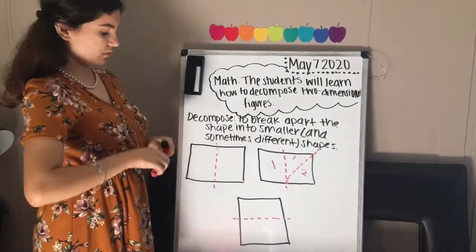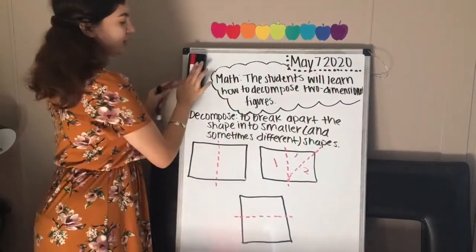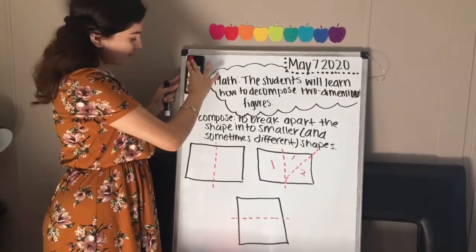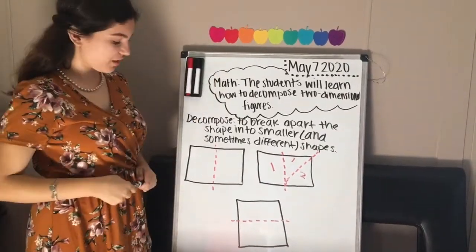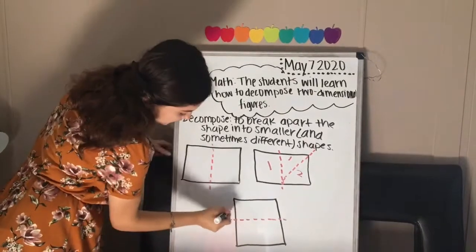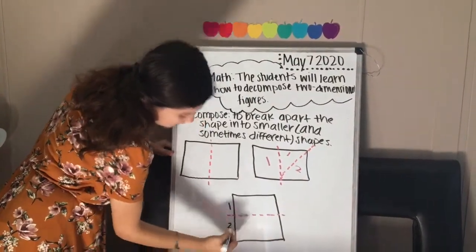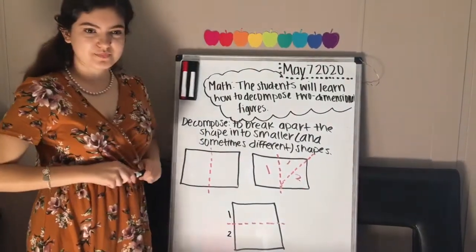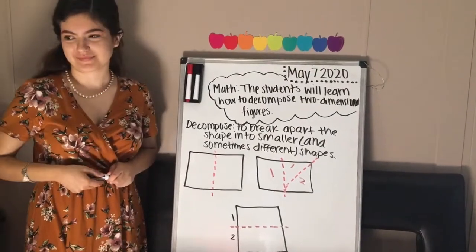There we go. So now what two shapes do you see there? Good job. We see two rectangles. 1, 2. Does that help? Okay.